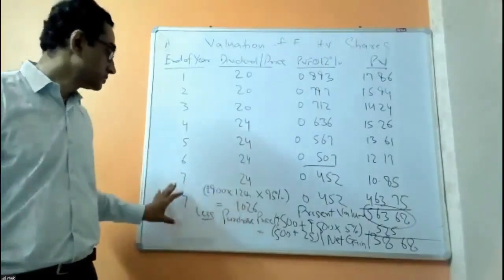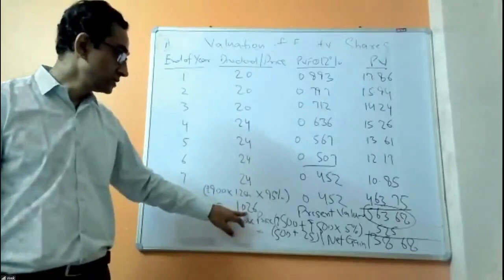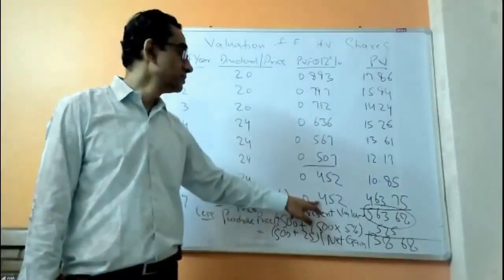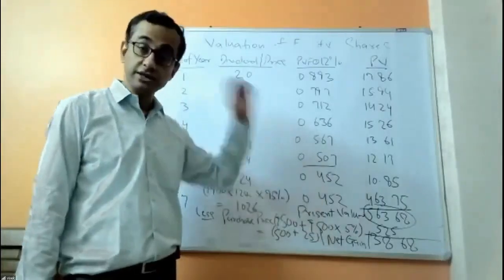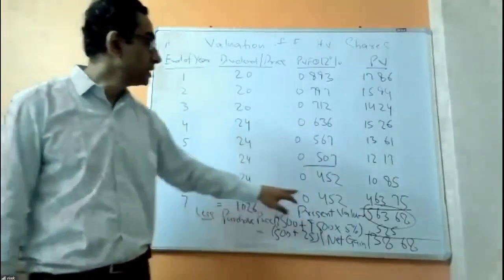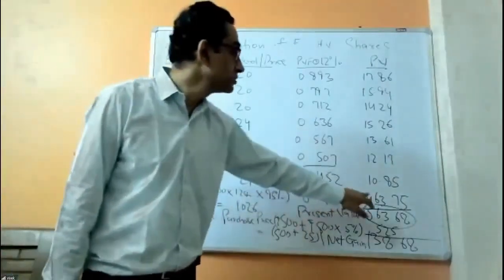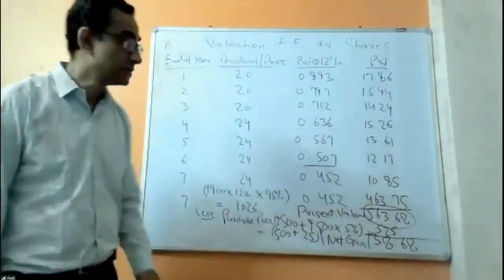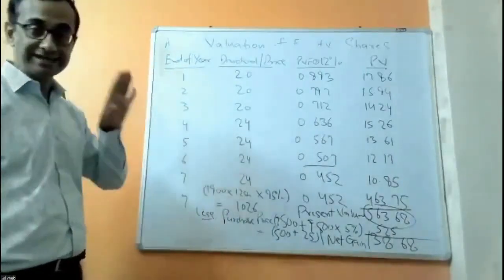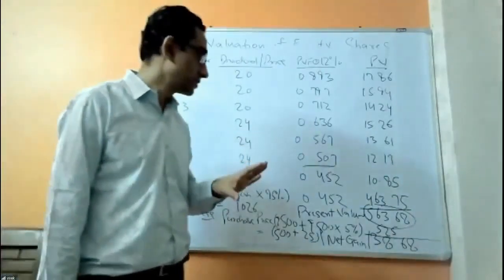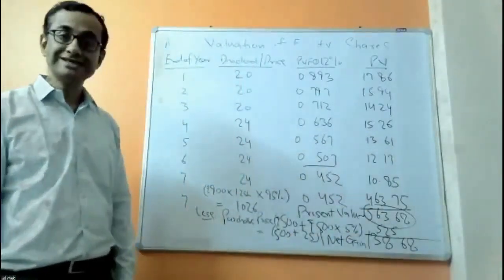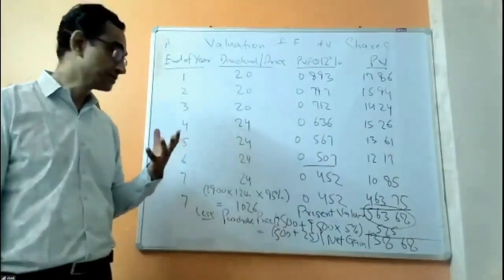But we have to arrive at the present value. Therefore, this 1026 has to be multiplied with the present value factor at the end of 7 years at the rate of 12%, that is 0.452. So 1026 multiplied by 0.452 is coming to 463.75. We add all these figures, that is the 1 to 7 year dividends as well as the selling price. So the present value arrived at is 563.68. This is the present value.